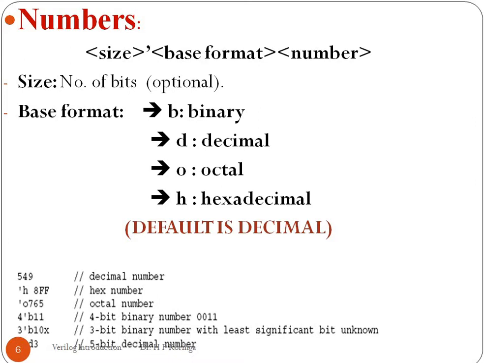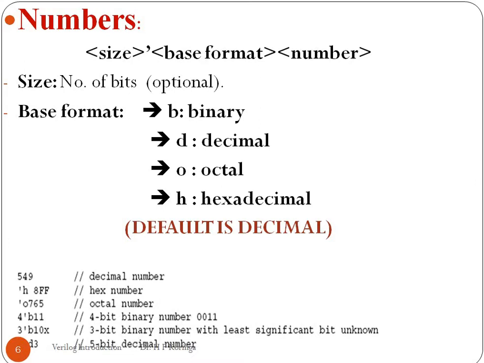Let's see some examples. The first number is 549. The size of this number is not given, so it takes the minimum number of binary bits required to represent 549. The base format is also not given, so by default it is decimal. So 549 is a decimal number, and its size is the minimum binary bits required to represent it. In another number, the size is not given but the base format H is given. So the number is hexadecimal, 8FF, and the size is whatever is needed to represent 8FF in hexadecimal.